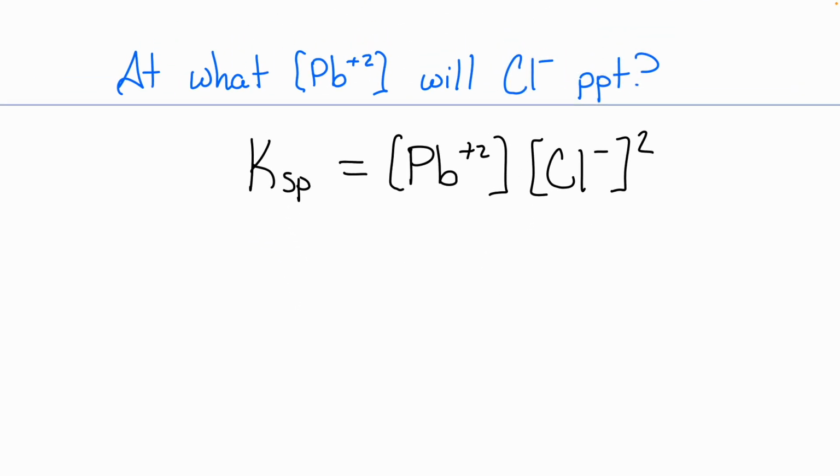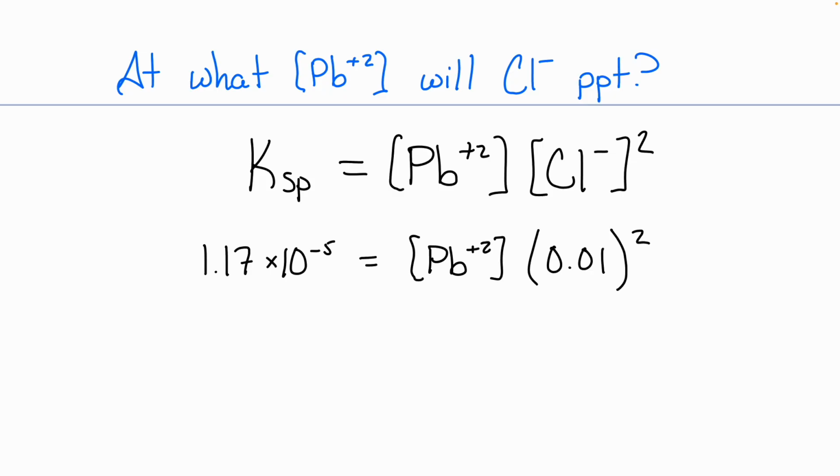All right, again, I know my Ksp value, 1.17 times 10 to the negative 5. I don't know my concentration of lead ions. That's what I'm going to have to solve for. But I do know that my chloride ions have a concentration of 0.01. And according to my Ksp formula here, I'm going to have to square it. So divide both sides by that 0.01 squared. And we get a concentration of lead equal to 0.117 molar.